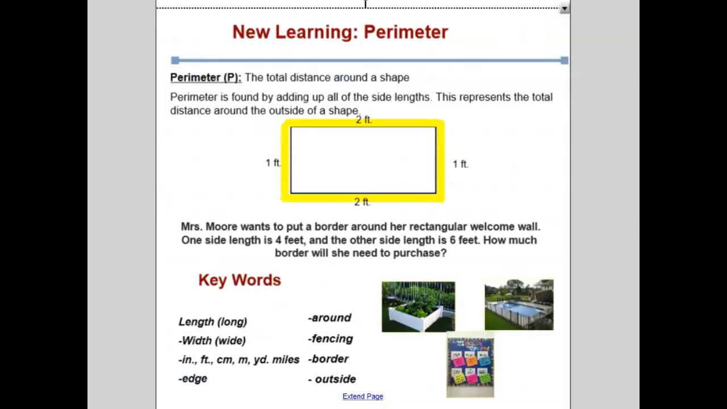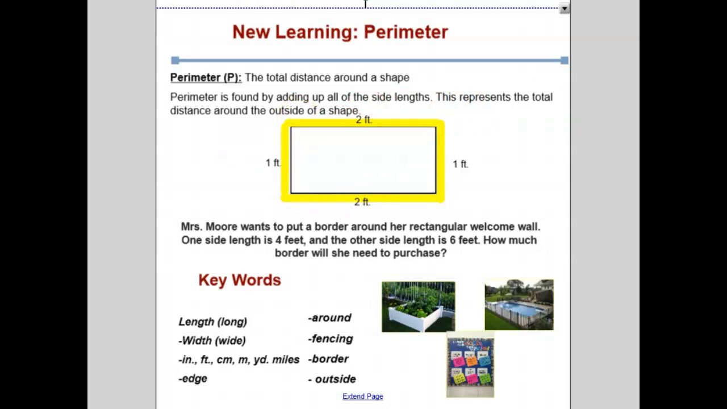Oh my goodness, I'm excited because we have really important new learning today. Our new learning today, boys and girls, is perimeter. We're going to determine the perimeter of shapes. Perimeter is the total distance around a shape. So we find the perimeter of a shape by carefully adding up all of the side lengths of a shape. And this represents the total distance around the entire shape.